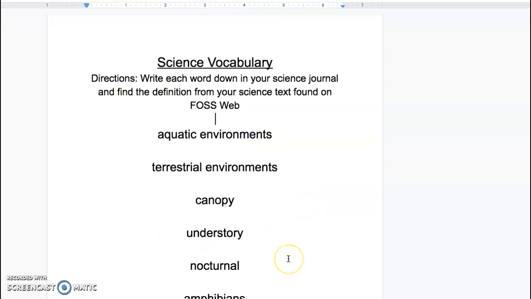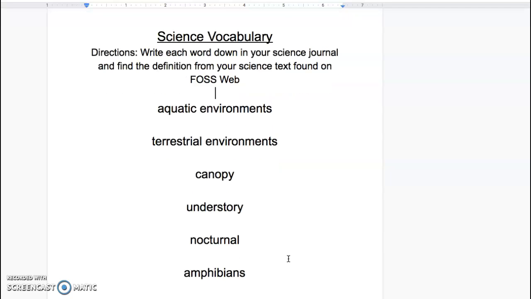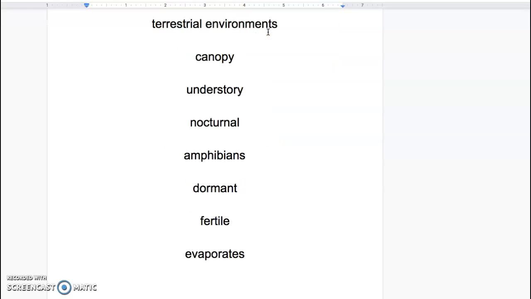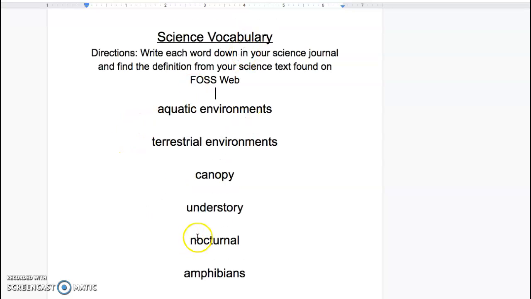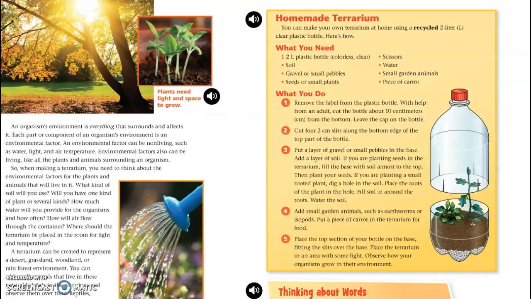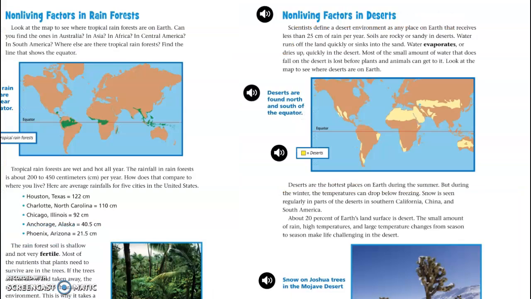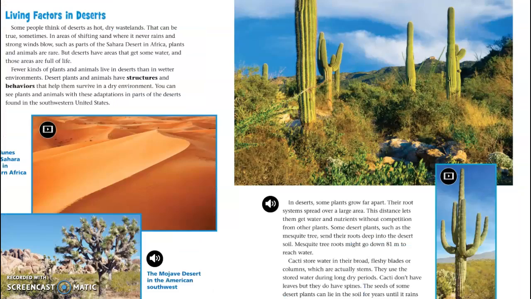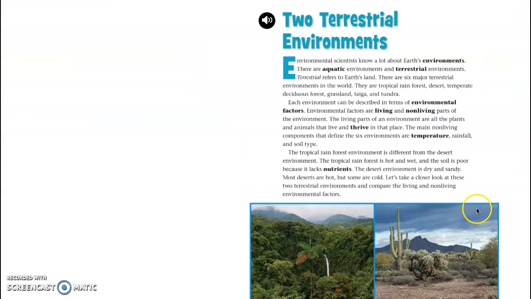Again, you do not have to print this sheet out. I want you to write science vocabulary at the top of your first page in your journal. Then I want you to write these words down and find the definition from your text. For example, if I'm looking for aquatic environments, I would look in my book here. I know that's going to be one of my first ones here.